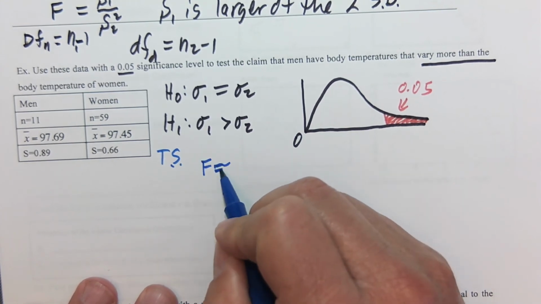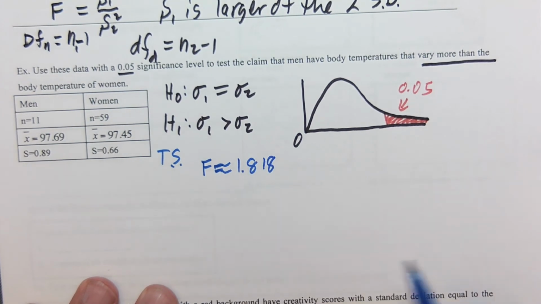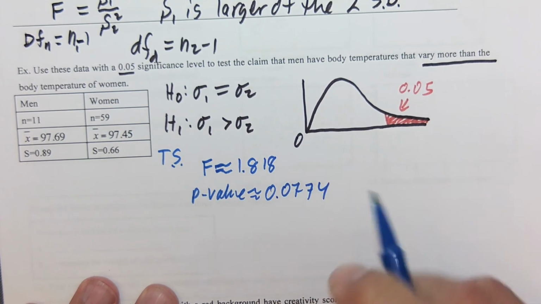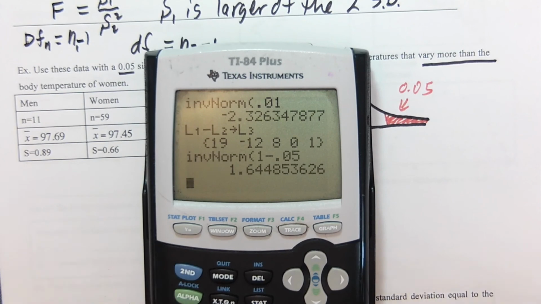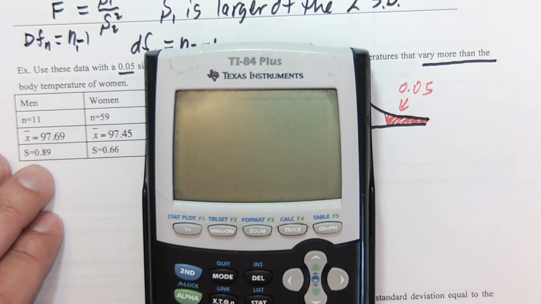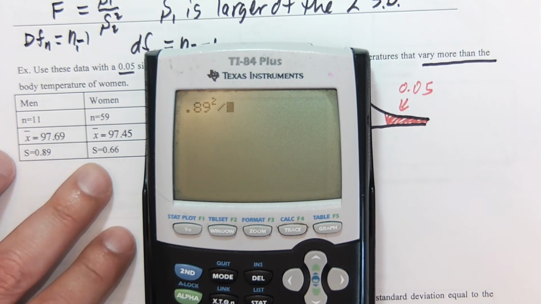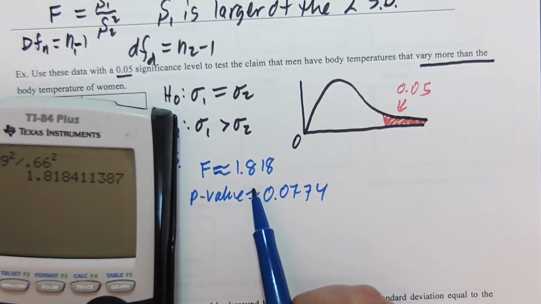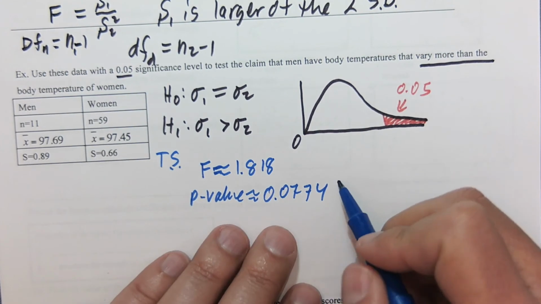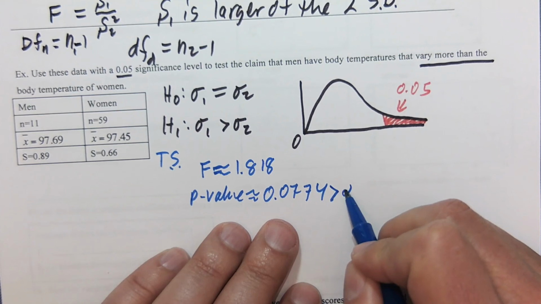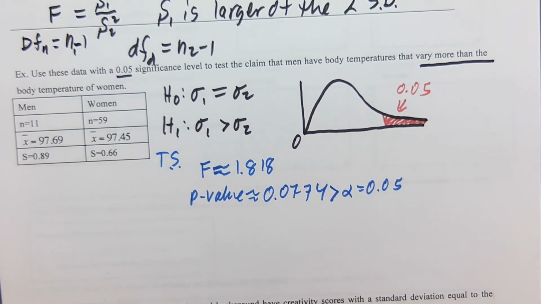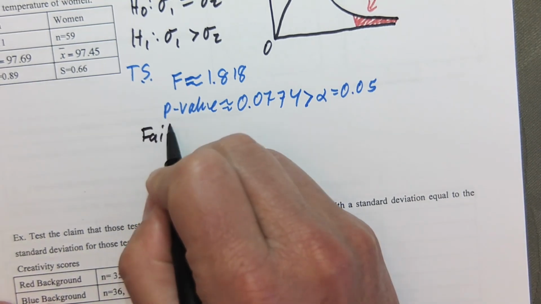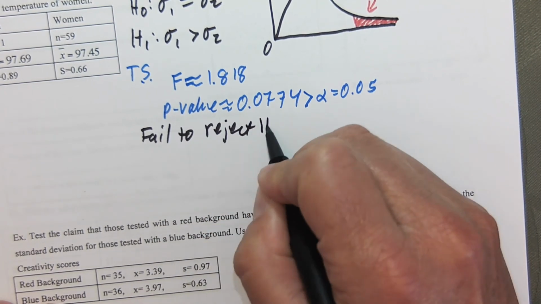So our test statistic is about 1.818, and our p-value is 0.0774 about. Let me, again, just show you real quick. If I took 0.89 squared divided by 0.66 squared, again, you can see I end up with the same F value as we're looking at that. But very nicely it gets us the p-value, and this p-value is distinctly larger than our alpha, which is 0.05. So we are going to fail to reject the null hypothesis.